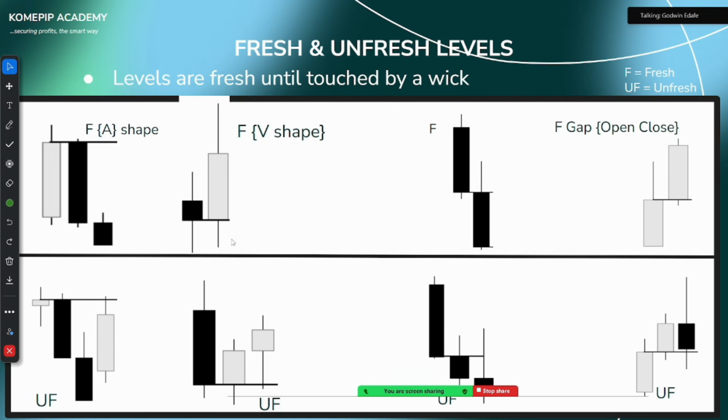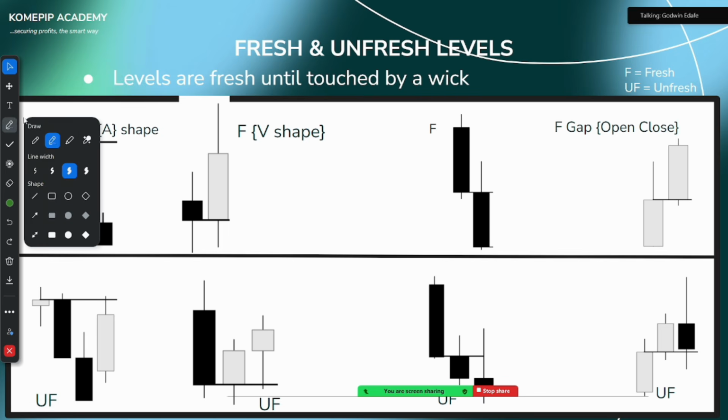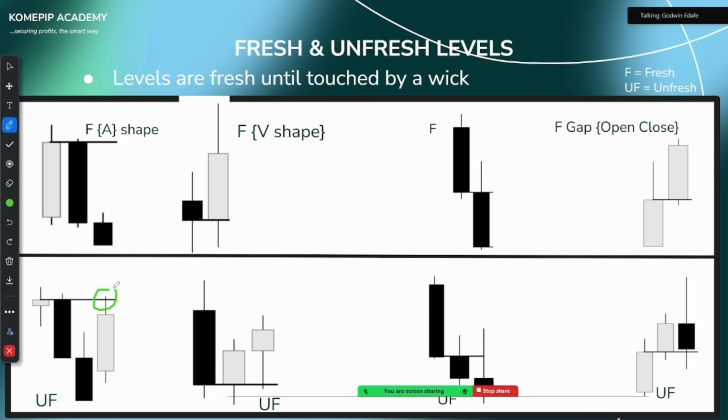For the unfresh levels, how do we know that it is now unfresh? It becomes unfresh immediately a wick touches it. Immediately this wick touched it, it has become unfresh. So we are not interested in taking trade from this level again. The same thing for the V-shaped key level. Immediately price wicks it, it has become unfresh. So if price comes in the future and taps here again, we are not interested in taking this level.